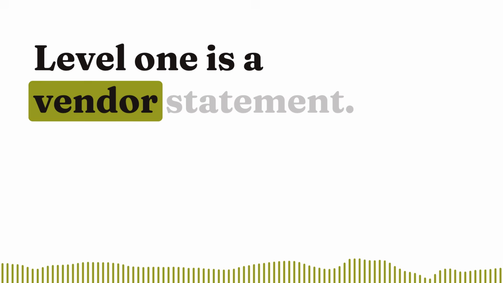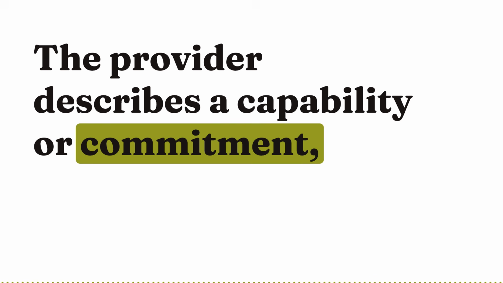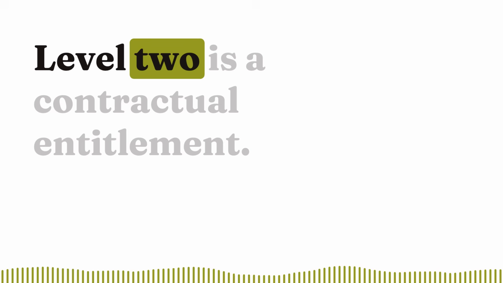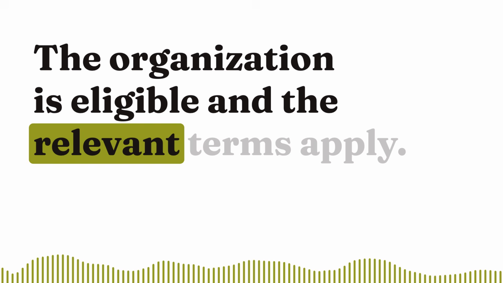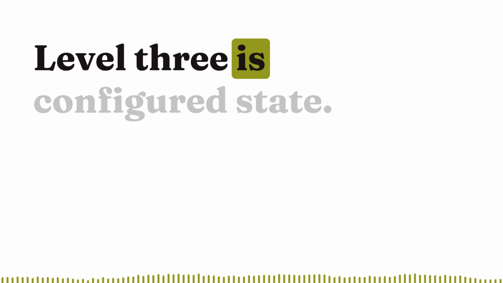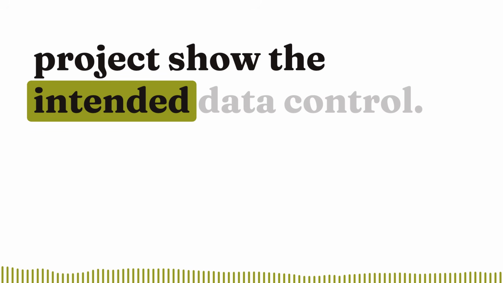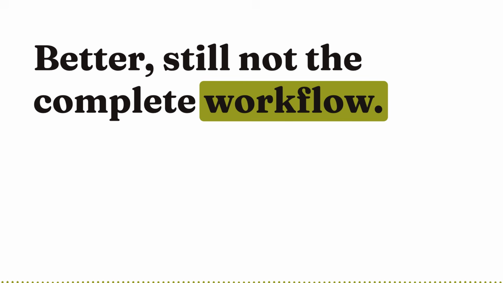Level 1 is a vendor statement. The provider describes a capability or commitment, useful evidence, not environment proof. Level 2 is a contractual entitlement. The organization is eligible and the relevant terms apply. Stronger, still not effective configuration. Level 3 is configured state. The correct organization and project show the intended data control. Better, still not the complete workflow.